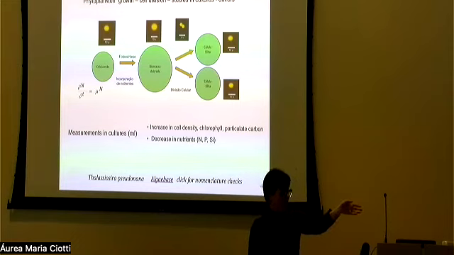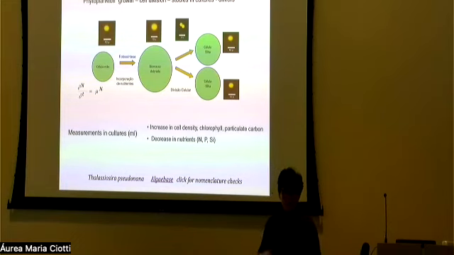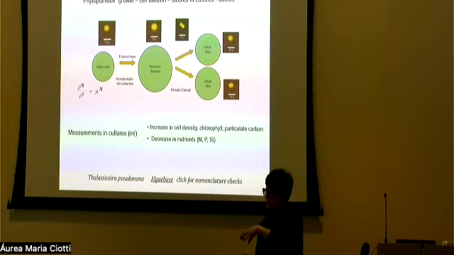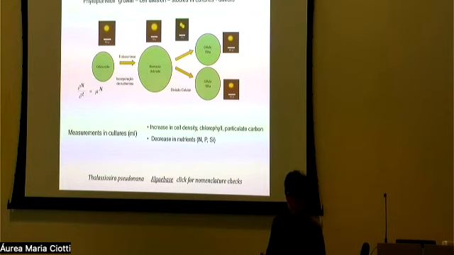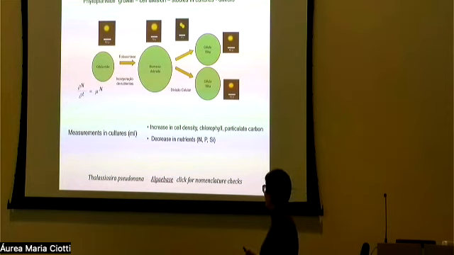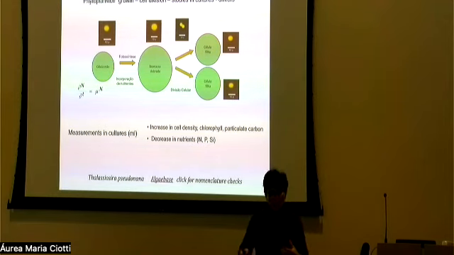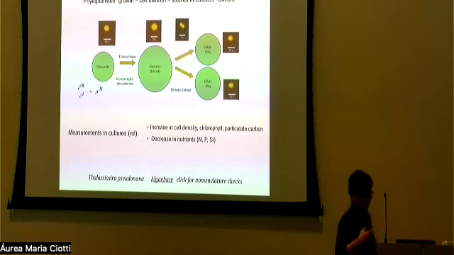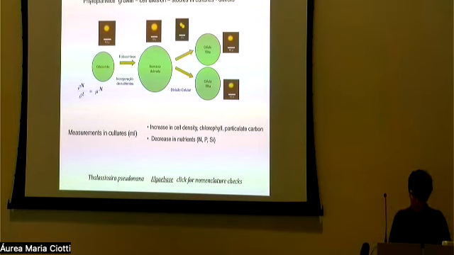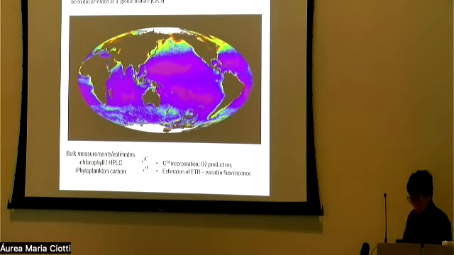But we could have an inline system monitoring our culture. Unfortunately, with a culture, you have a limited volume to deal with, so things have to be done in milliliters. But you can count cells, you can measure chlorophyll, and you can measure particulate carbon, or you can follow the decrease in nutrients and get a feeling of the growth, and what is ultimately the primary production that we are looking to map, model, and continuously monitor.